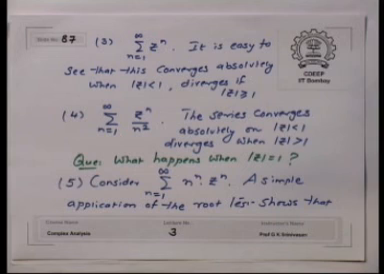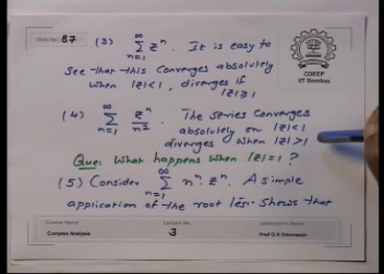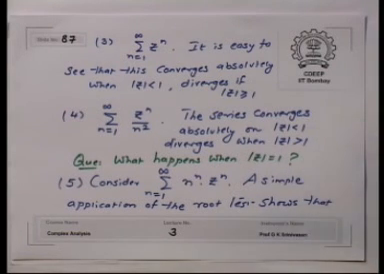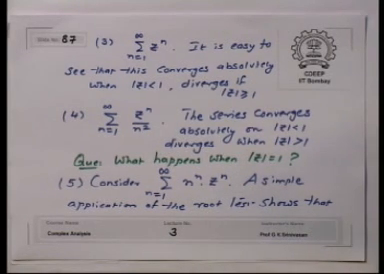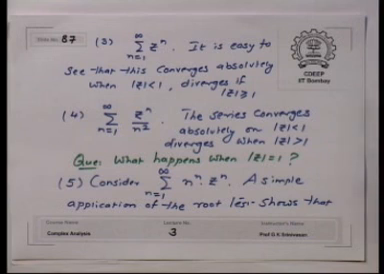Next is the case sigma n from 1 to infinity z to the power n upon n squared. The series converges absolutely when mod z is less than 1, diverges when mod z is bigger than 1. This will follow immediately from the ratio test. What happens when mod z equal to 1? Ratio test will fail, root test will fail. I will leave it to you to discuss this as an exercise. We can come back to it during the tutorial class.